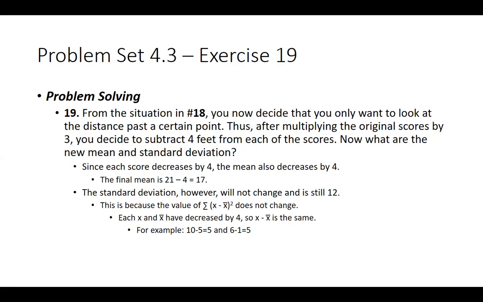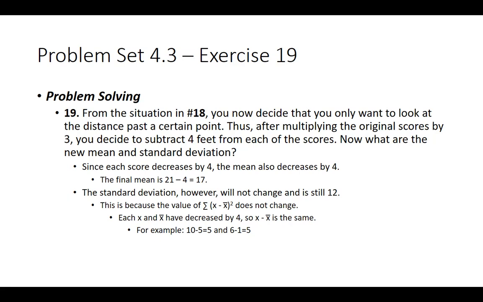Now, for the mean, each score decreases by 4. That means that the mean also decreases by 4. We subtracted 4 from each score. The final mean ends up lower by 4. You can do some calculations to verify that.